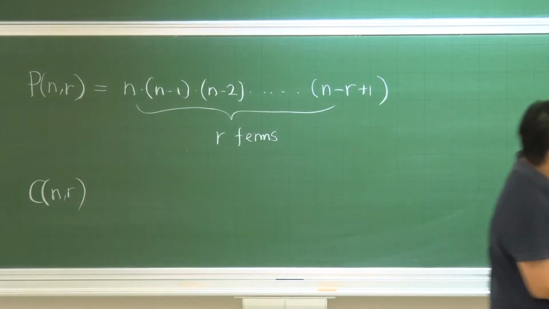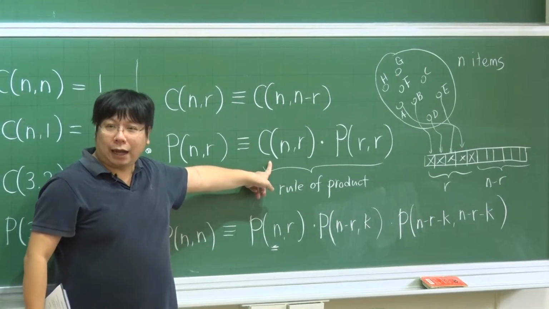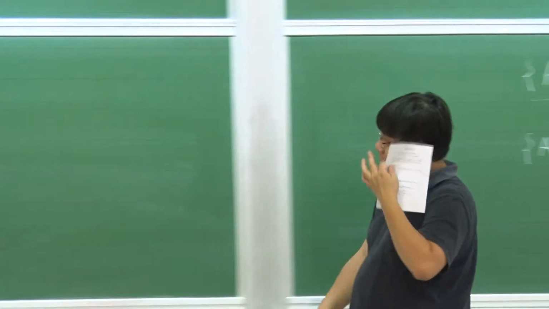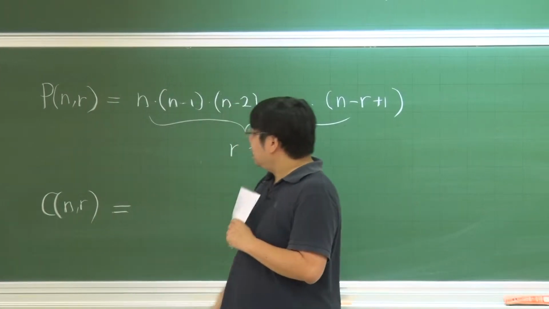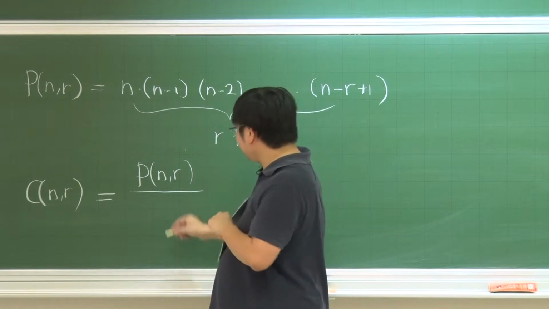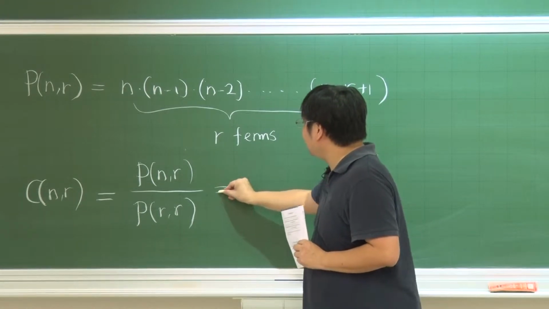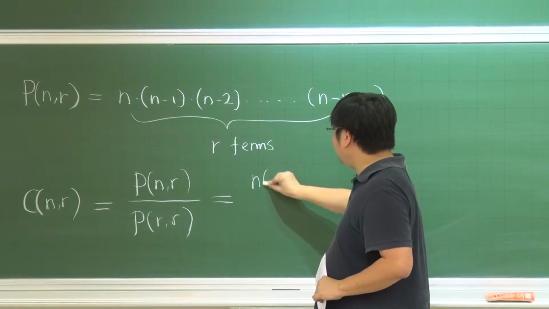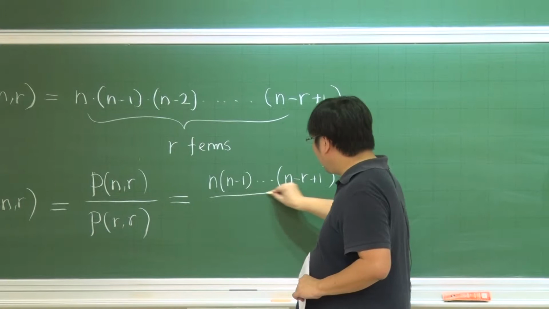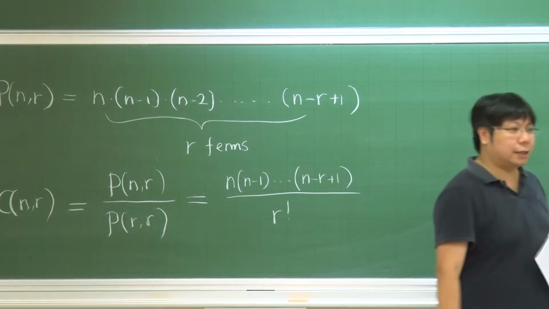So what is CNR? If you look at it, this is the relationship that you can find CNR with respect to PNR and PRR. So CNR is equal to PNR divided by PRR. Is that okay? So this is equal to N times N minus 1 up to N minus R plus 1, divided by PRR, which is R factorial. Okay, so that's it.